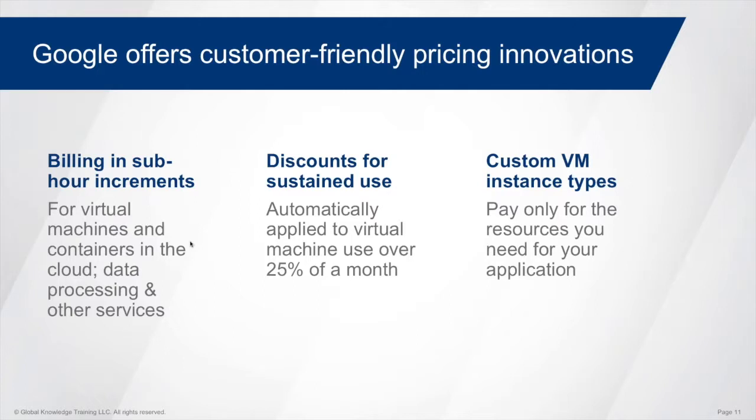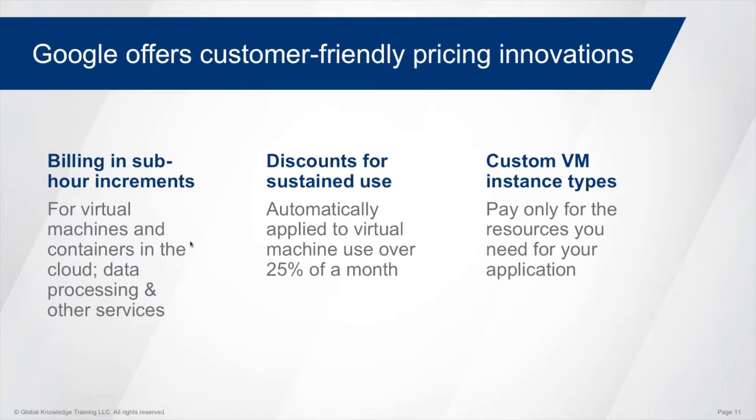Another strength of Google Cloud is their customer-friendly pricing innovations. Google was the first major cloud provider to deliver per-second billing, and soon after, they forced all of their competitors to follow suit and also offer per-second billing. Such per-second billing is offered for users of Compute Engine, Kubernetes Engine, Cloud Dataproc, and App Engine, and Cloud Functions users actually pay to the nearest 100 milliseconds. So Google's constantly pushing the envelope in terms of pricing innovations.